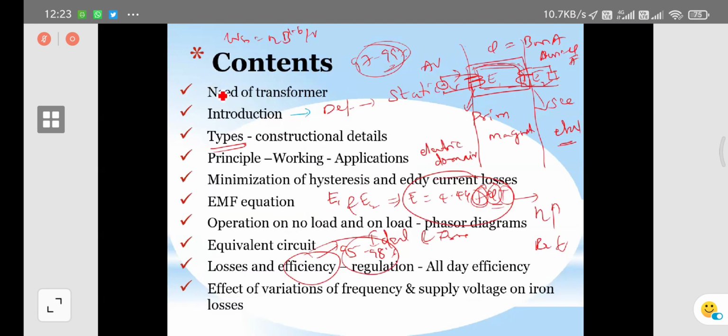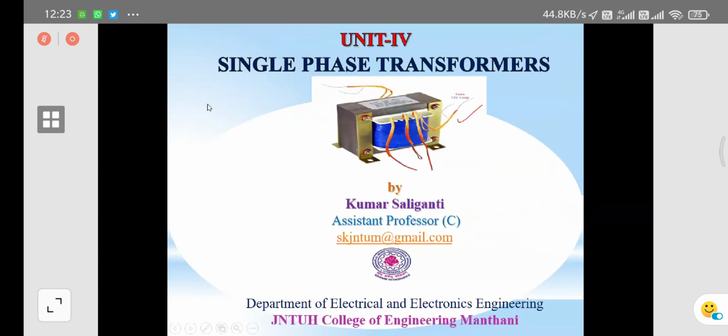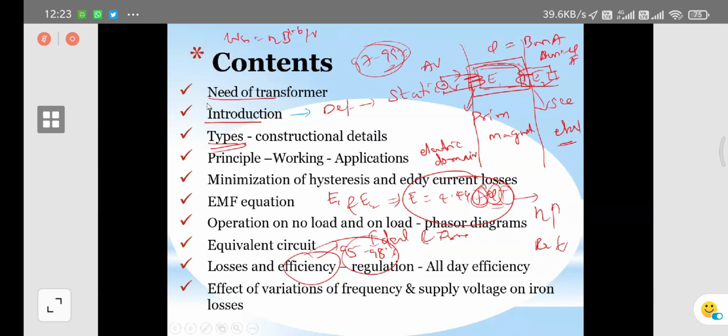So first of all, the first concept. We'll discuss all these concepts step by step: first, the need of transformer and introduction, next, types. So first of all, we will go with the need of transformer. So this is the need of transformer.